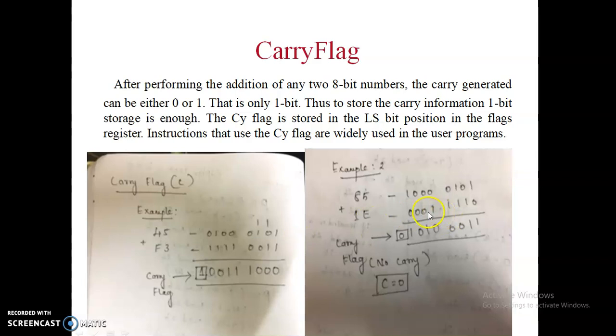Here in this example, I add 85 plus 1E, but after addition, the carry value is 0. So the carry flag is set to 0. That is, there is no carry here.